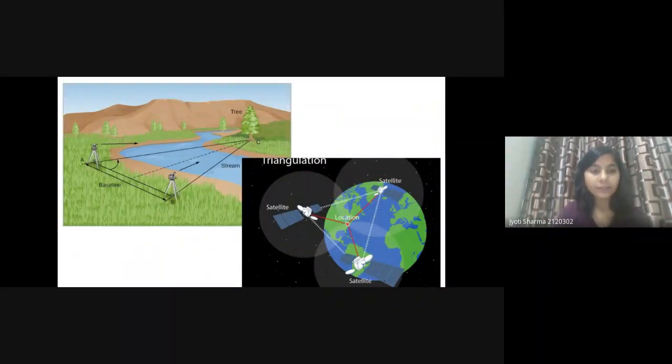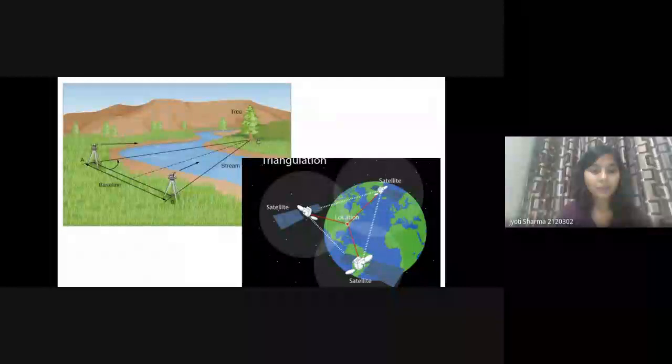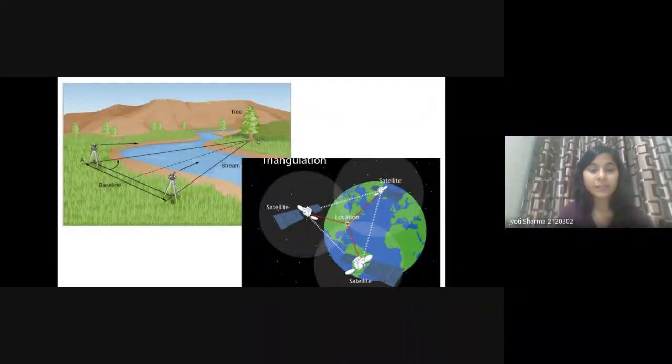Here, for example, there is a point A and also a point B, and we want to measure the distance of this tree from the A and B baseline. Triangulation is basically used when we can't measure the distance directly, because there is a river, so it is not possible for us to use a meter tape or something else to measure the distance of this tree from us.